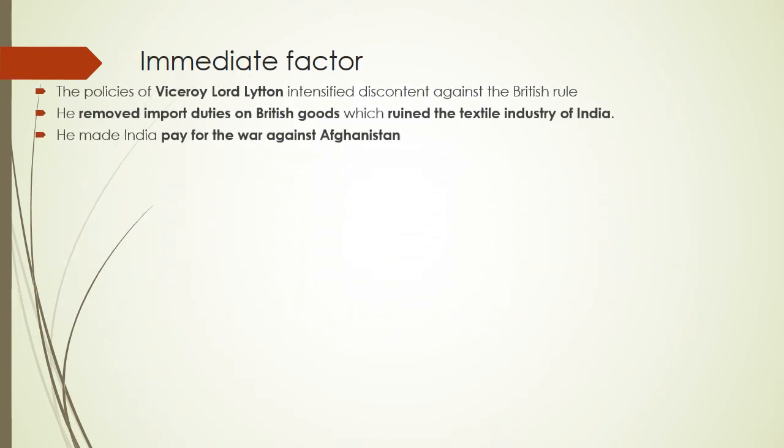The policies of Viceroy Lord Lytton intensified discontent against the British rule. He removed import duties on British goods, which ruined the textile industry of India. He made India pay for the war against Afghanistan. In 1877, when India suffered a famine, a lavish imperial darbar was held in Delhi. A large amount of money was wasted on it.